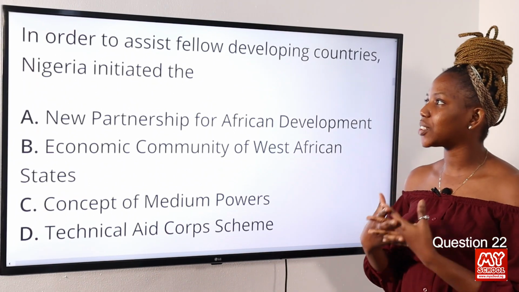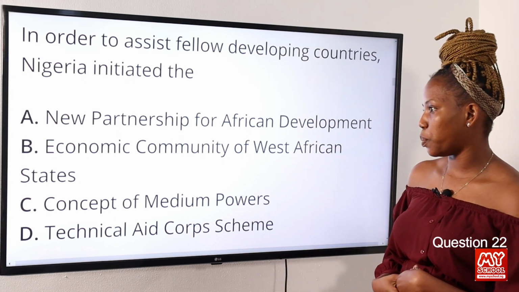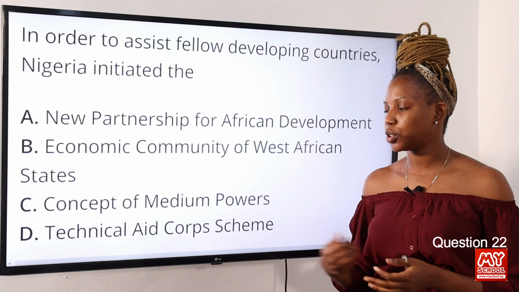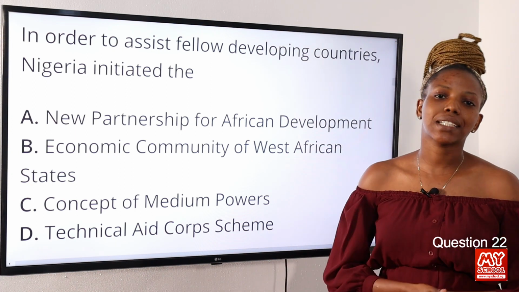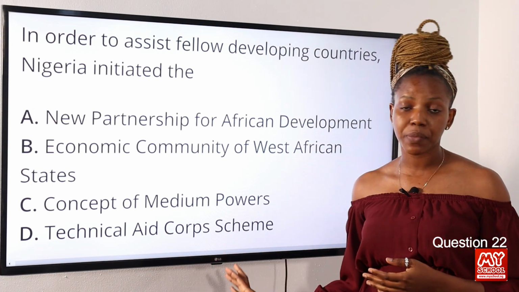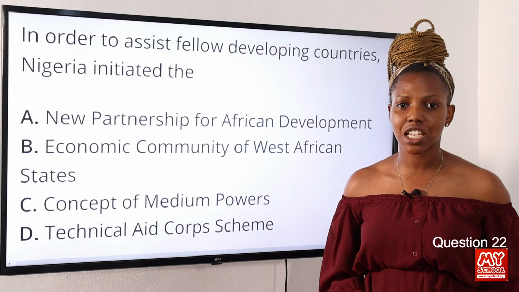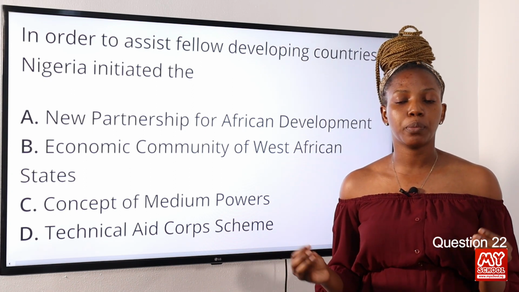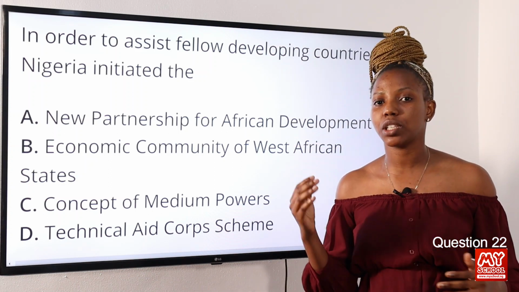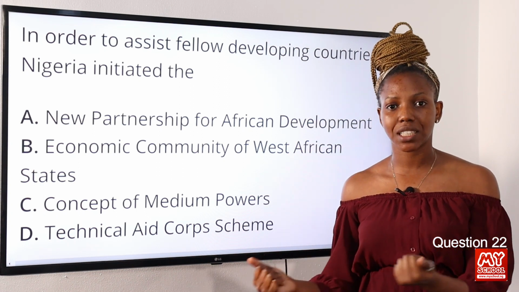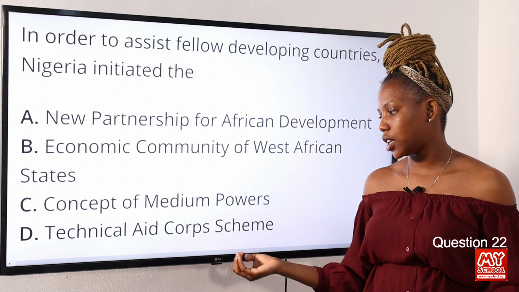Question 22. In order to assist fellow developing countries, Nigeria initiated the option A, New Partnership for African Development, option B, Economic Community of West African States, option C, Concept of Medium Powers, option D, Technical Aid Corps Scheme. The answer to this question is option D, Technical Aid Corps Scheme, an international volunteering program set up by the Nigerian government in 1987. This scheme was set up to share Nigerians' human resources with other African countries and to promote understanding between Africans and the recipient countries, that is the countries receiving these aids. So the answer to this question is option D, Technical Aid Corps Scheme.